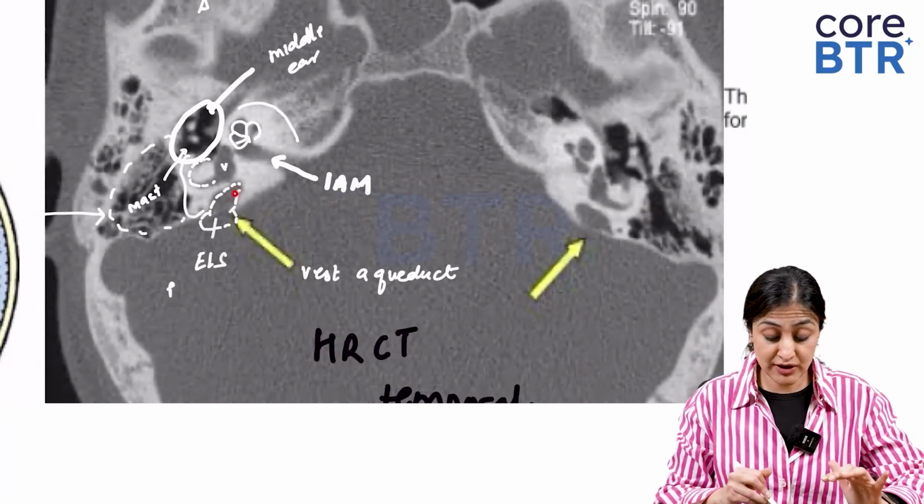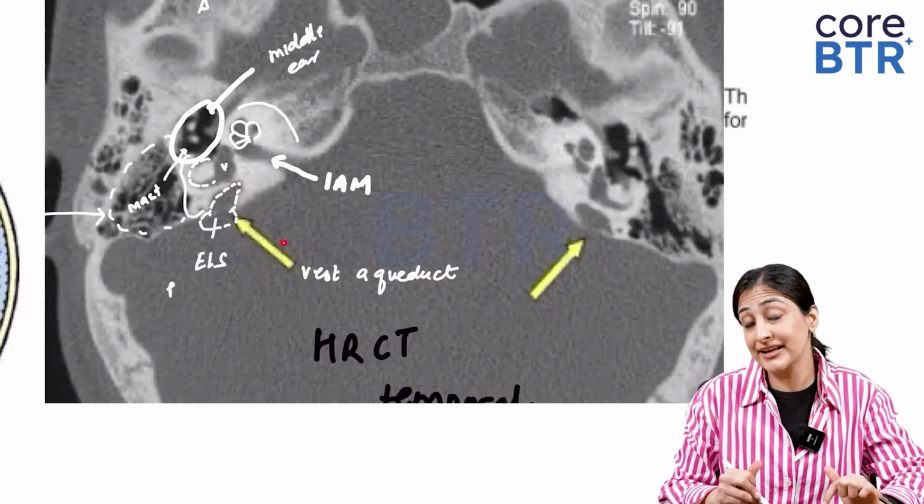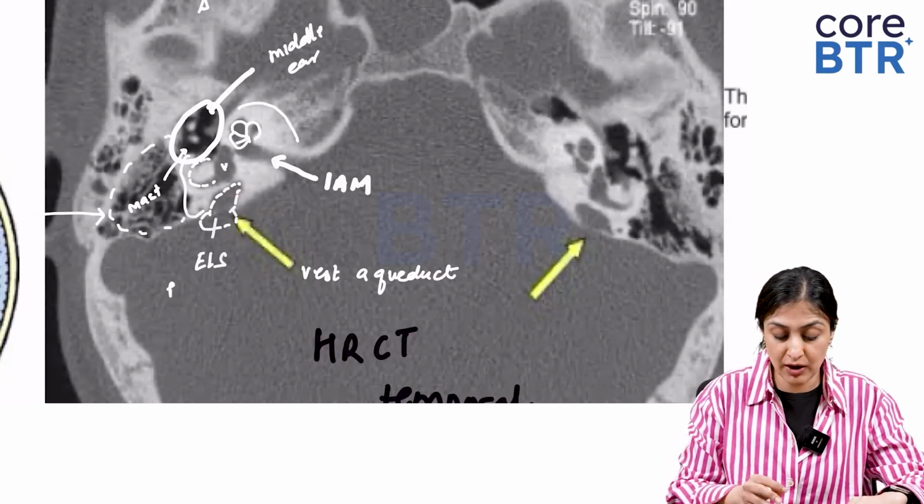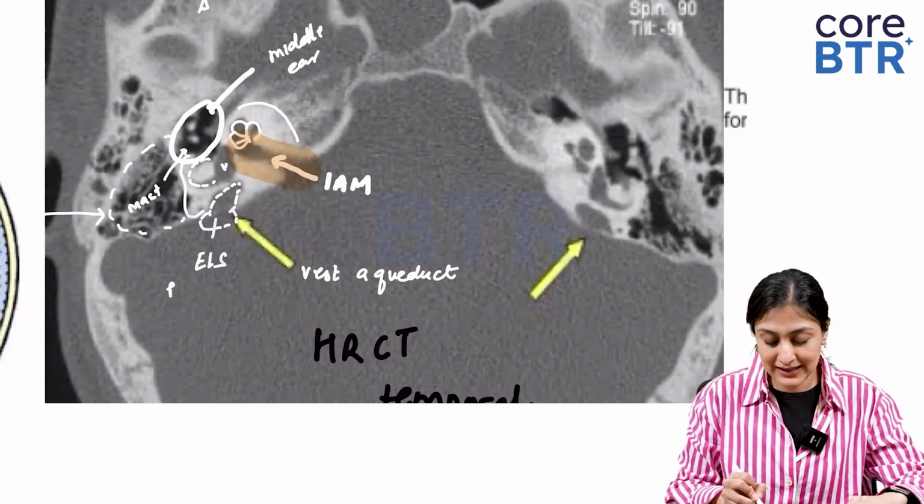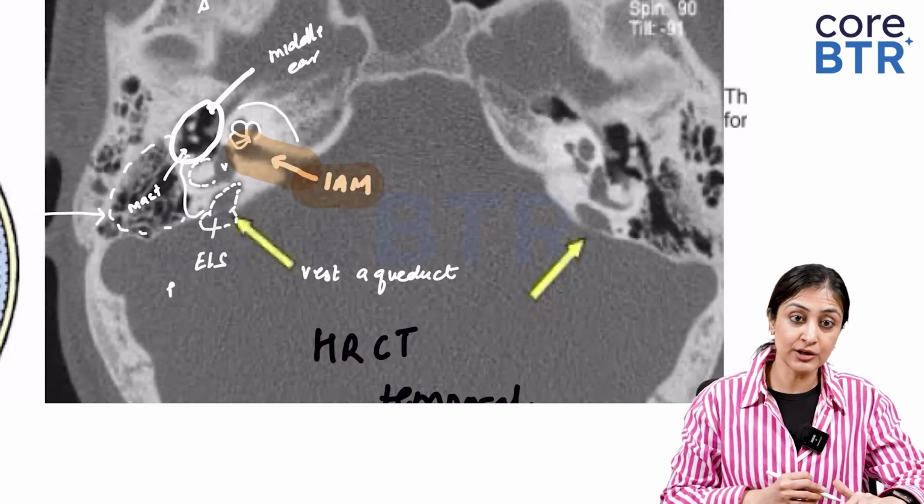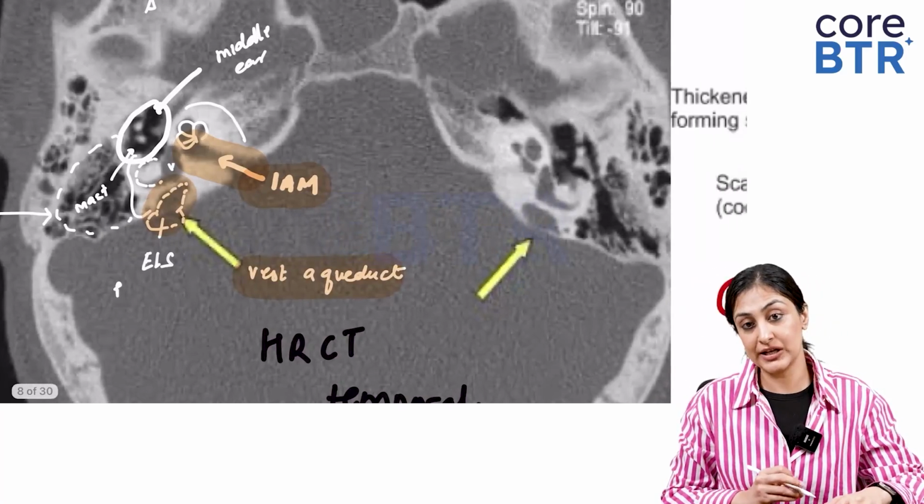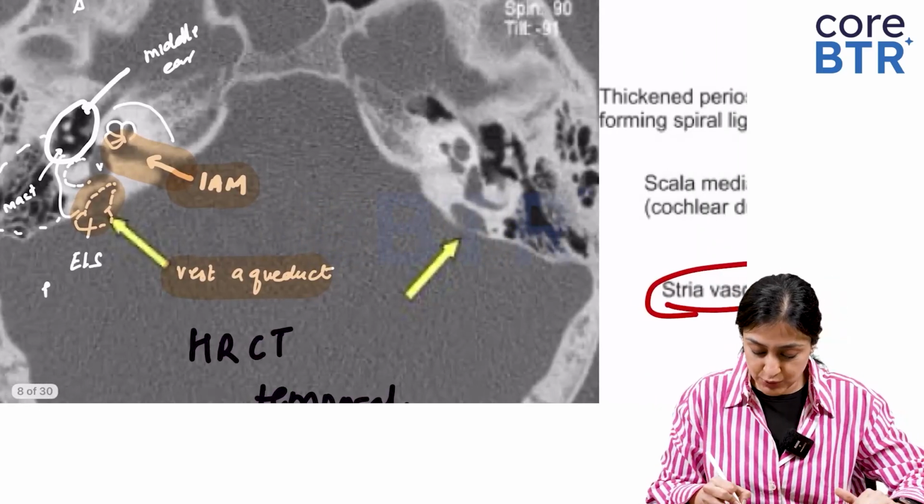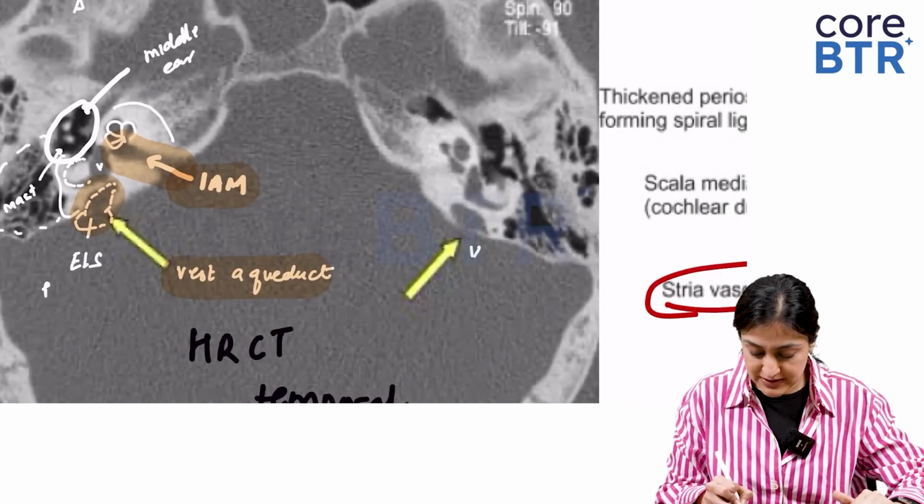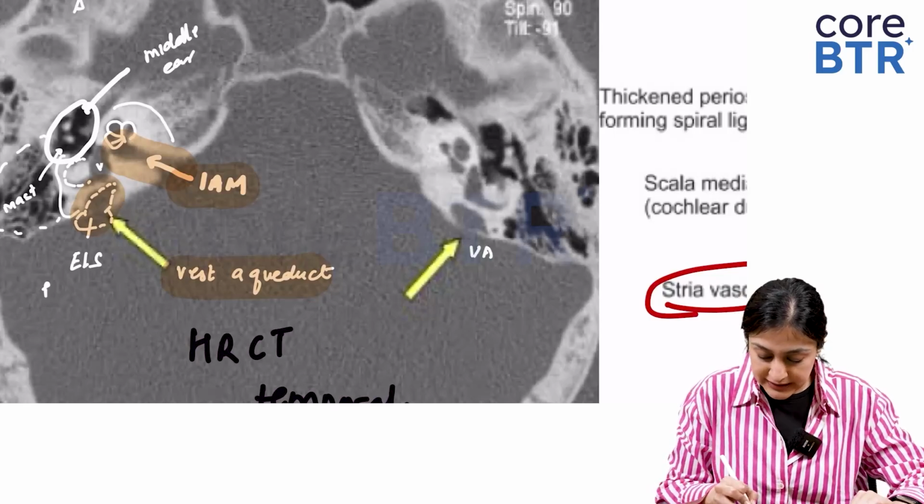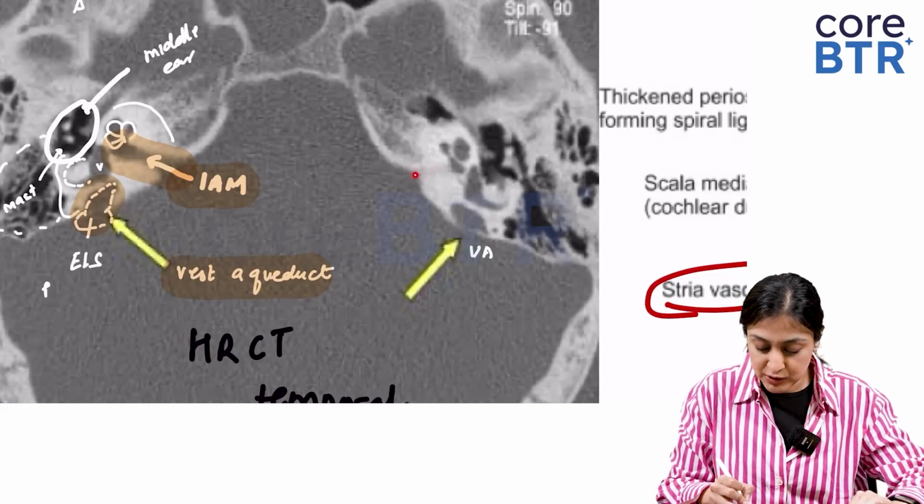So it is absolutely shocking that they have pointed to either one of these structures and asked you. So what do we do now? The one in front is the internal auditory meatus. The gray one behind is the vestibular aqueduct. So one more time, let's try and do this. The one behind is the vestibular aqueduct. Then here we are not seeing the internal auditory meatus.